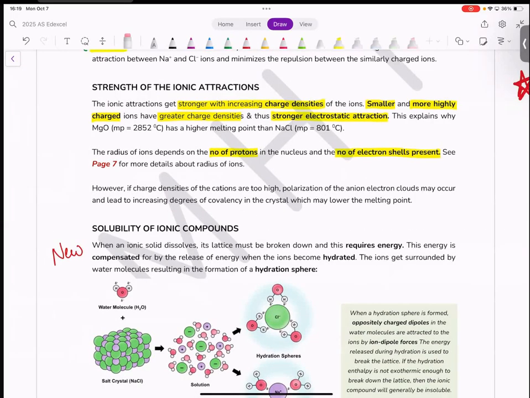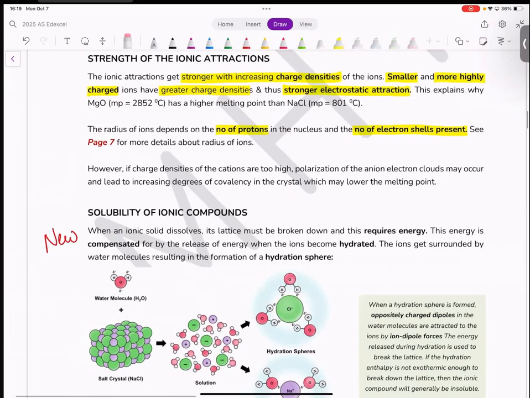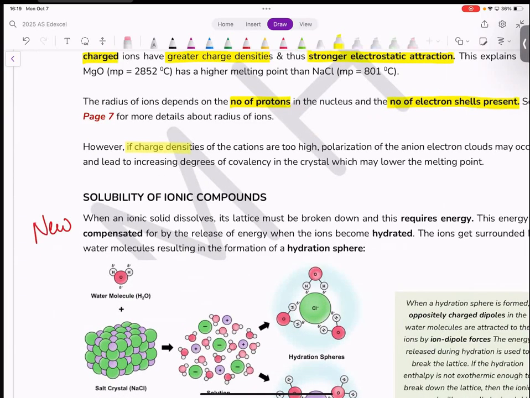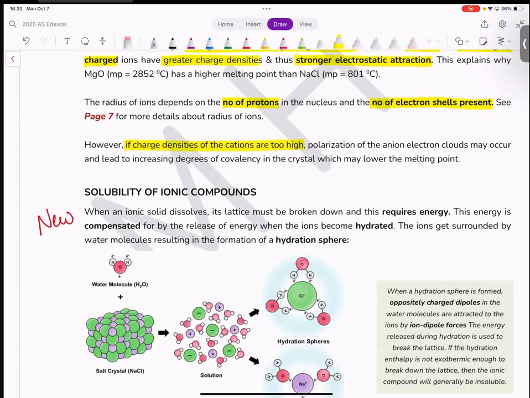Okay, so I wrote that here. However, if charge densities of the cations are too high, polarization of the anion electron clouds may occur, leading to increasing degrees of covalence in the crystal, which may lower the melting point. Okay, I'm not saying it will always lower the melting point. I'm saying it may. You saw the extreme cases we talked about. It may lower the melting point.